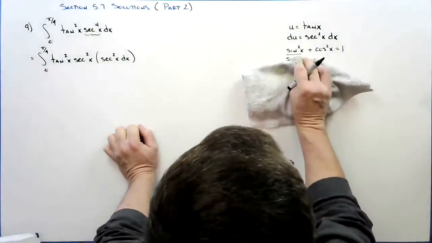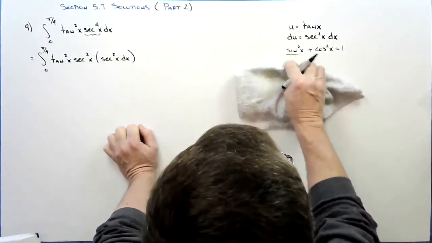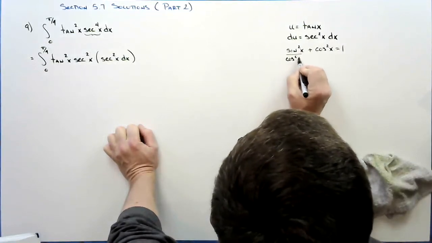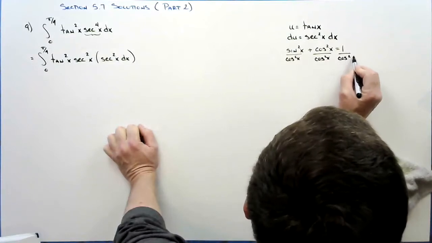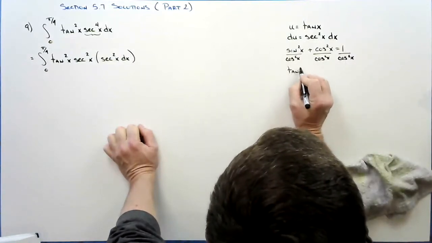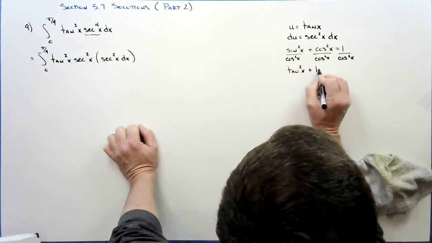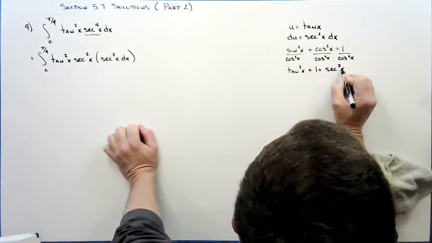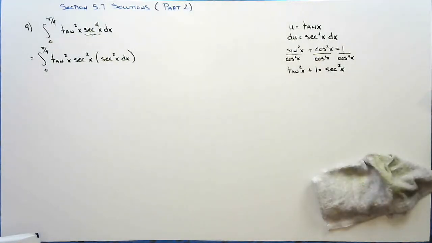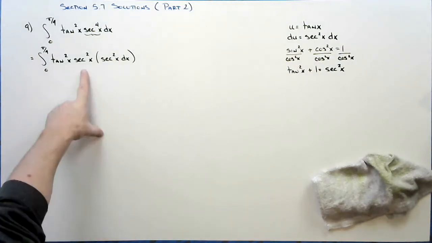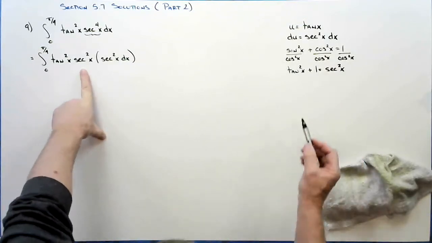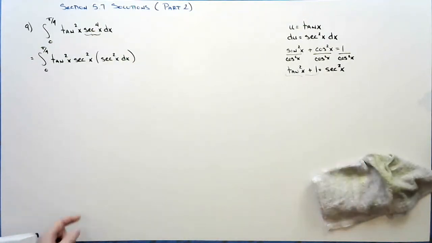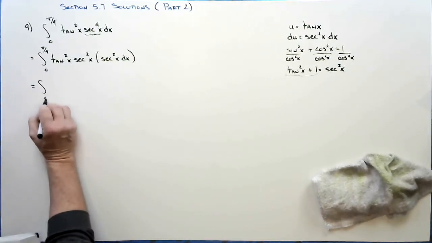That's going to give us the identity having to do with cotangent. If we divide it by cosine squared, we divide here by cosine squared, and we divide here by cosine squared, we're going to get tangent squared x plus 1 equals secant squared x. That's going to be the identity we use over here. We're going to want to replace this secant squared, not this one, right? Because this one we're using for our u sub. We're going to replace this secant squared with tangent squared x plus 1. And that will give us an integrand that we can then attack.